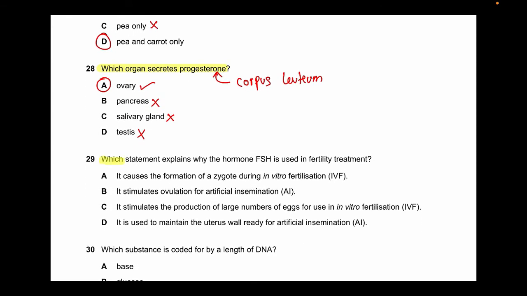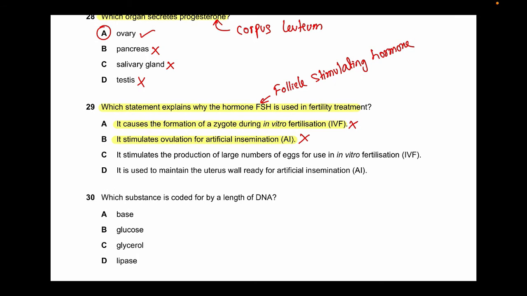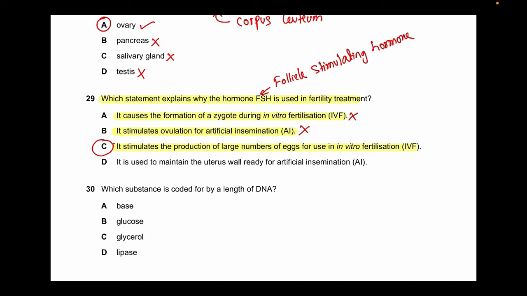28A. Which statement explains why the hormone FSH is used in fertility treatment? The name suggests that FSH is follicle stimulating hormone, so it stimulates the follicle. FSH causes the formation of a zygote in vitro fertilization. No. It stimulates ovulation for artificial insemination. No, it does not stimulate ovulation just for artificial insemination. It stimulates the production of a large number of eggs for use in vitro fertilization. Yes. For IVF, we need a large number of egg cells, so it stimulates large number of egg cell release. It is used to maintain the uterus wall ready for artificial insemination. No.